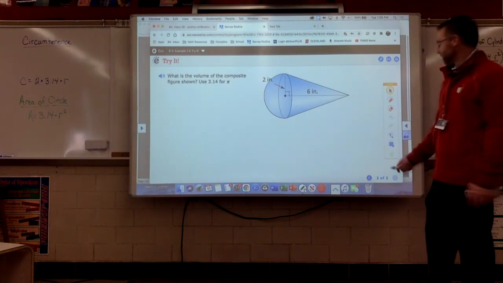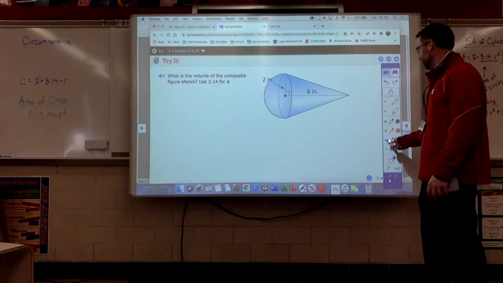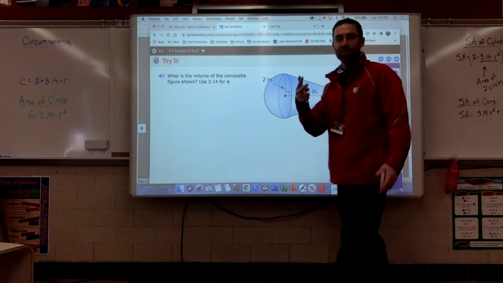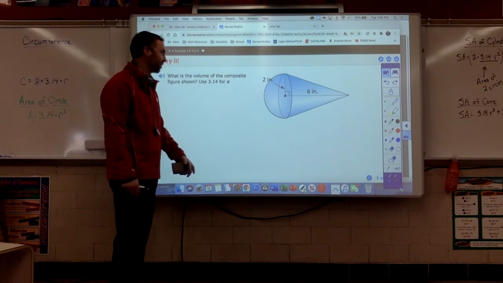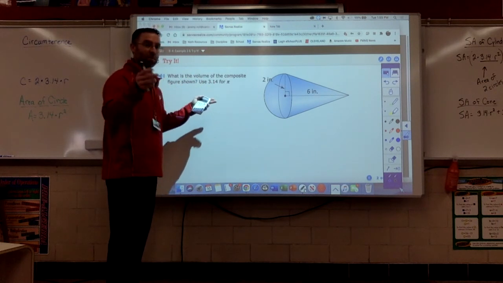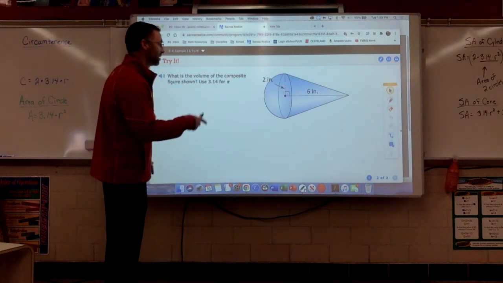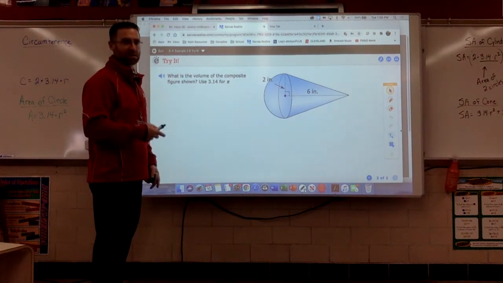Ooh, a cone. It's an ice cream cone. Looks like an ice cream cone on its side. So it's made up of two things. One thing a cone, other thing a hemisphere, so half of a sphere. We've got to find the volume of each part and add them together. Let's start with the easier one in my opinion. Let's start with the cone.